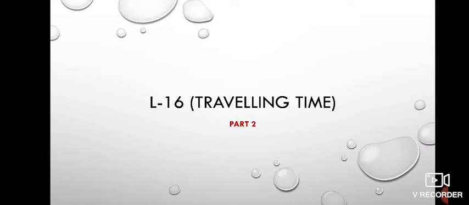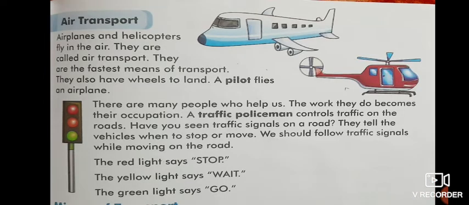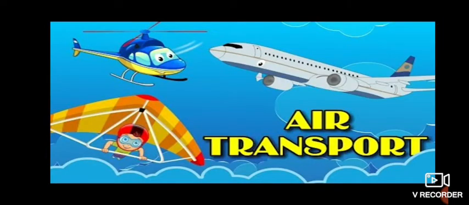Class 1, this is part 2 for lesson number 16, that is traveling time. So open page number 113. Today we will read air transport. Air transport are those transport which fly in the air. That is why they are known as air transport. So the transport which fly in the air are called air transport.